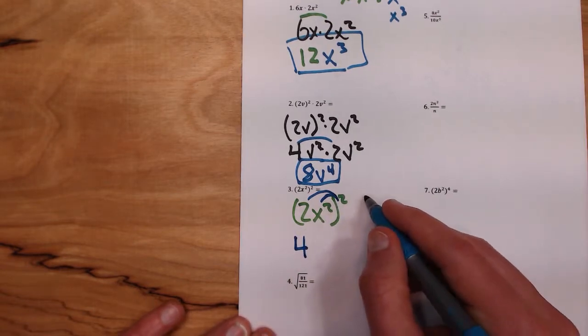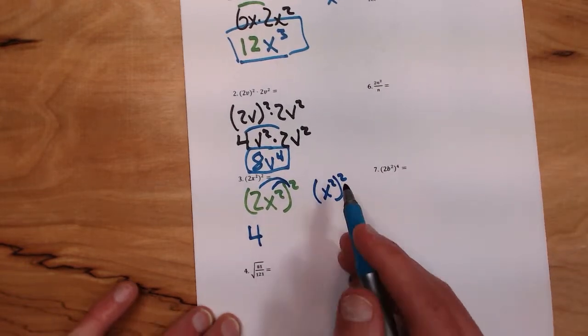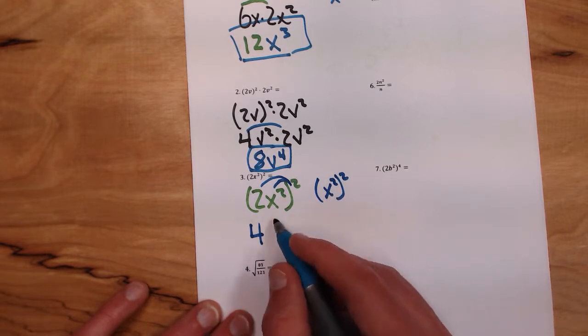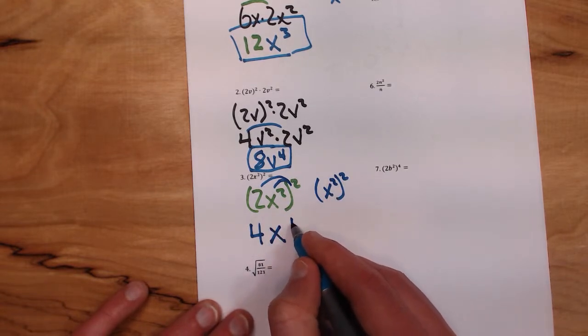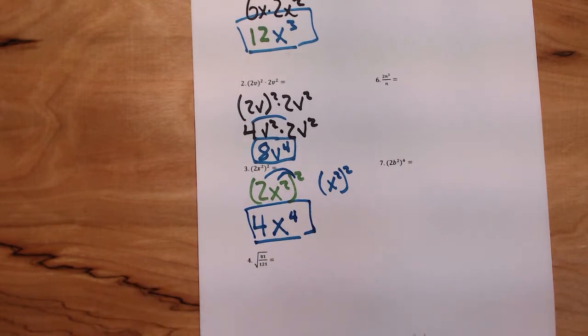Now this is a little different problem. We have x squared, squared. Remember, when exponents are to the power of an exponent, they multiply. So what is 2 times 2? It's 4. So our answer is 4x to the fourth.